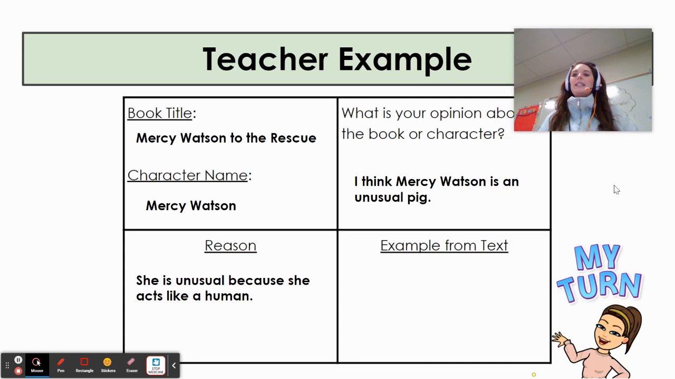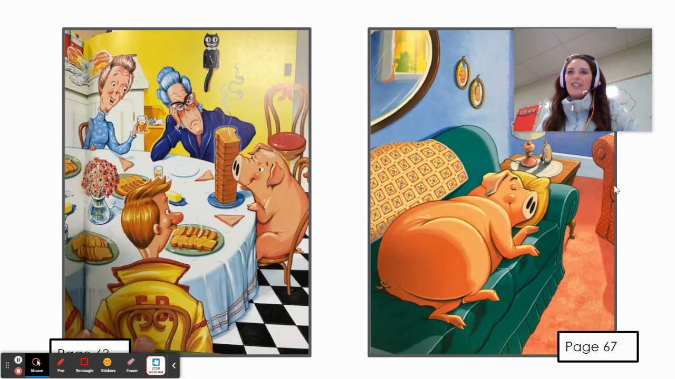Next, I have to find an example from the text. Well, I just showed you some picture clues from the story, and I had a few different examples I could use from the text, but I'm going to choose the final one on page 67, where Mercy was curled up on the couch taking a nap. Okay, there she is, all snug on the couch, like we would take a nap on the couch, right? But she's a pig. Normally, pigs might live in a barn, right? So I'm going to use this as my example from the text as to why I think she is unusual.